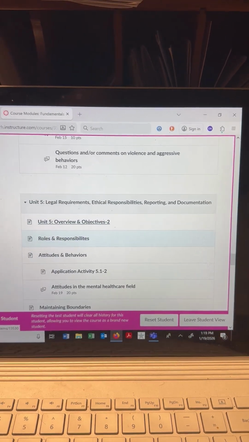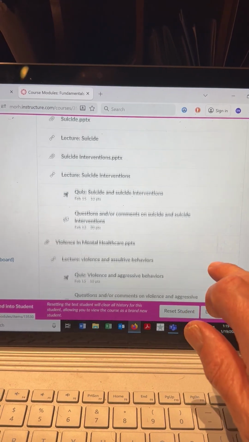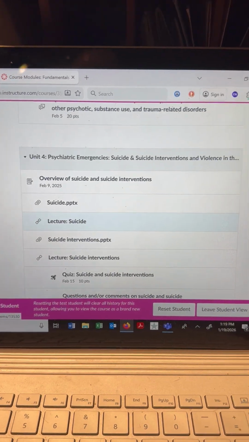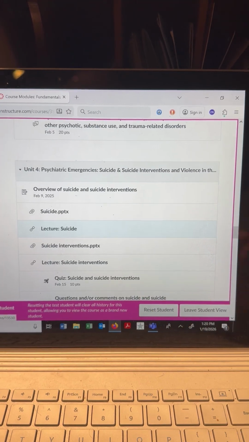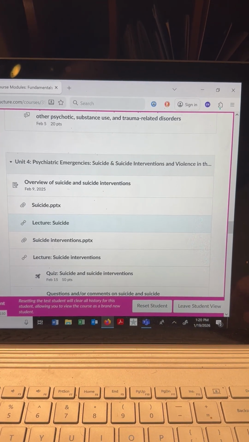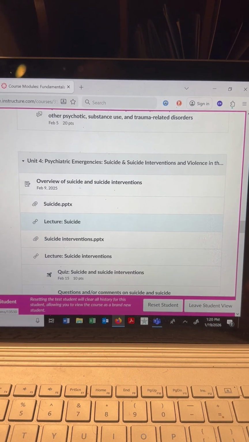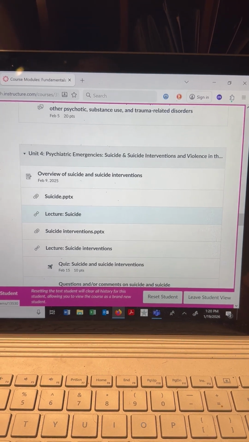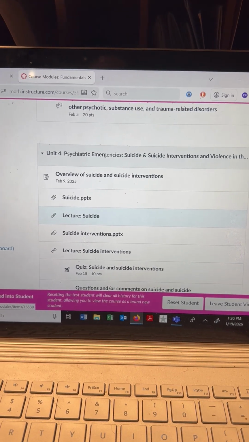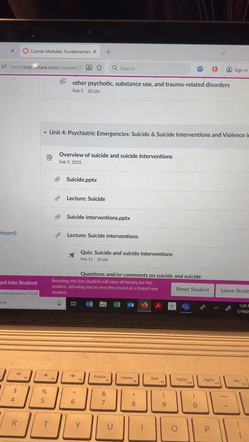Going to Unit 4, this is where psychiatric emergencies, violence and suicide are covered, in particular suicide. This is one of my areas of interest actually, decreasing suicide in the state of Montana. I've been very unsuccessful so far, but at least nobody else has been either, I suppose.